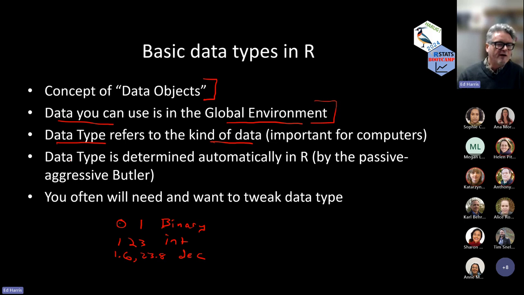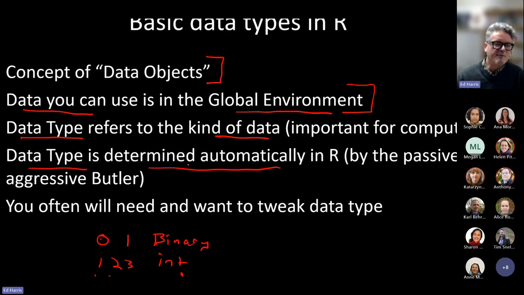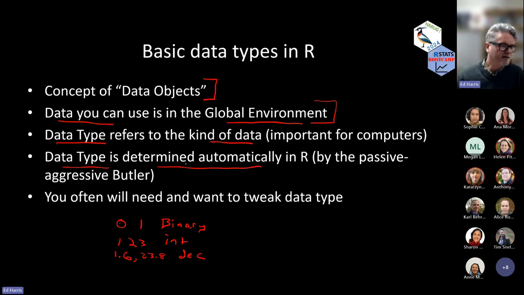Now, in some programming languages, the data type must be specified by the user. So you have to know exactly what you're doing. And in really old-fashioned languages, some of you may have encountered this before, you even have to define how much memory you set aside for holding variables. You have to allocate your own memory. But in modern languages like R, all of this is just done automatically. It's done by the passive-aggressive butler, for better or for worse. And often, 98% of the time, we don't have to do anything else, and it's just fine. But those 2% of the time are quite annoying. So we need to be aware of some of these things.